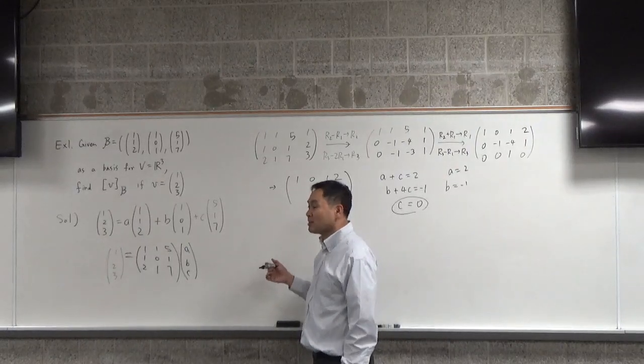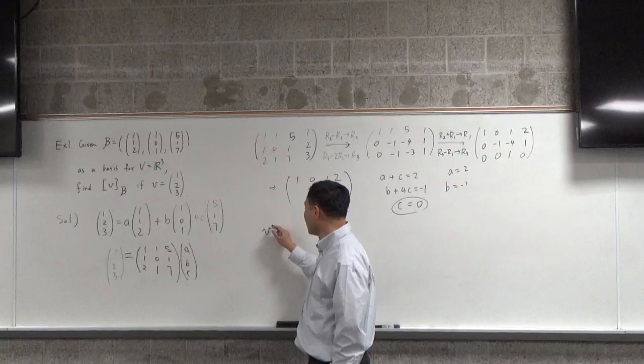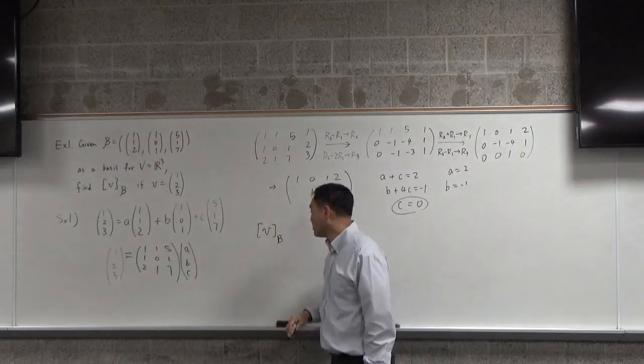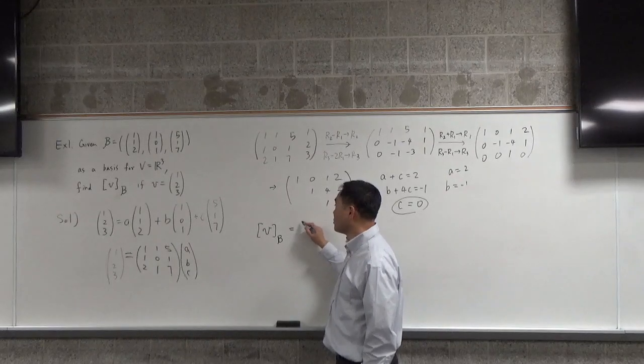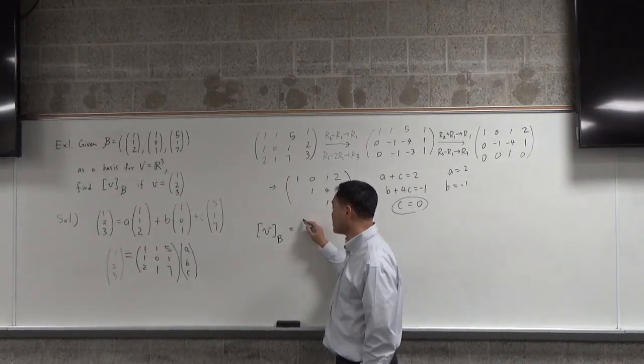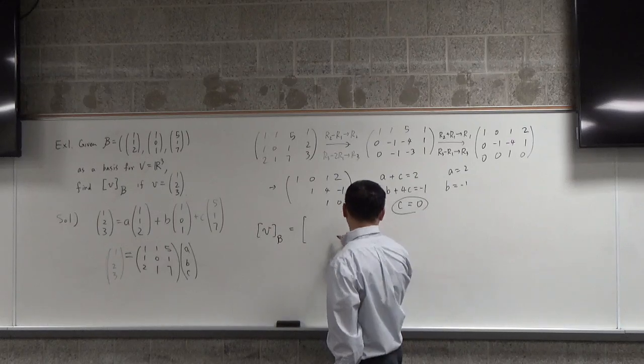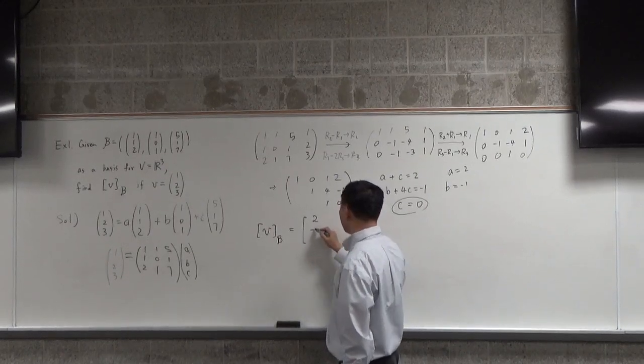So what we find out is that if you have V, and rewrite it under this basis B, what you get is, what is it? So this would be 2, -1, and 0.